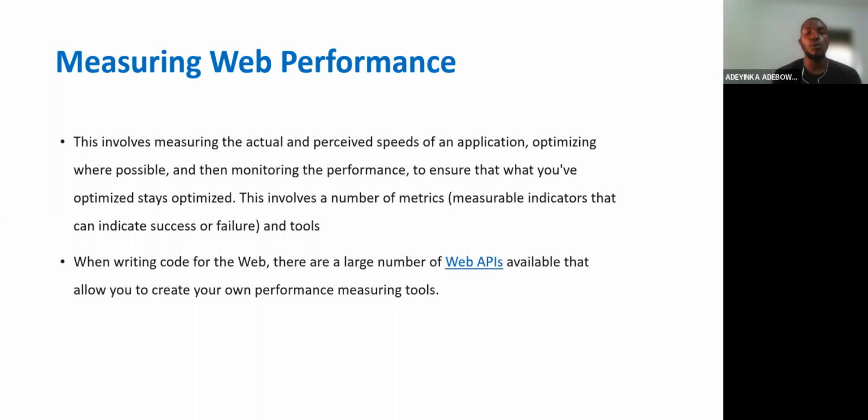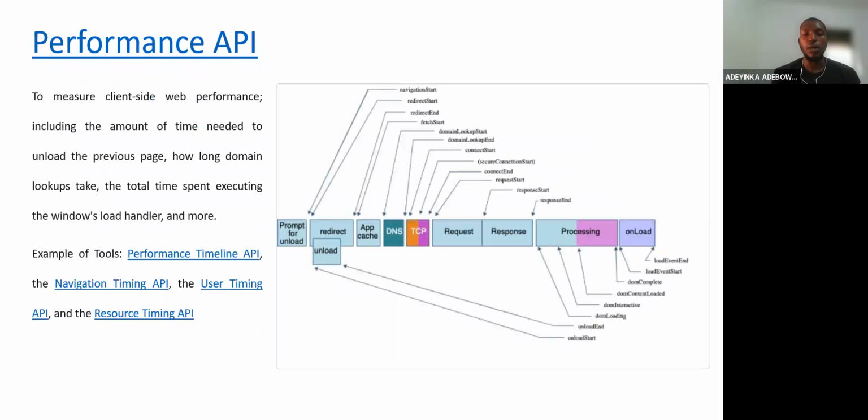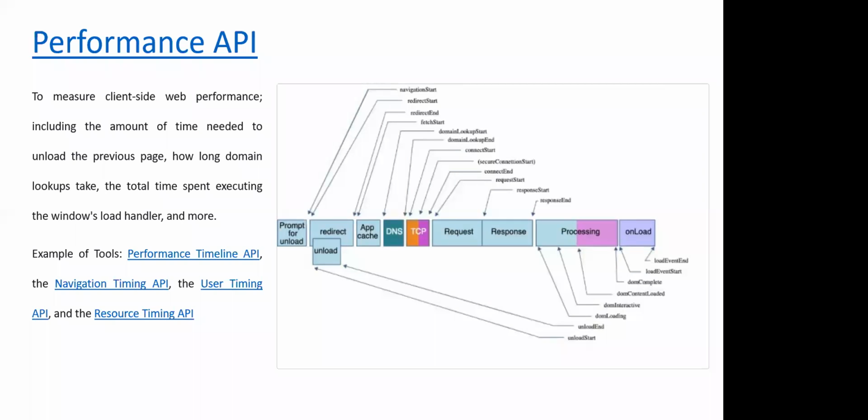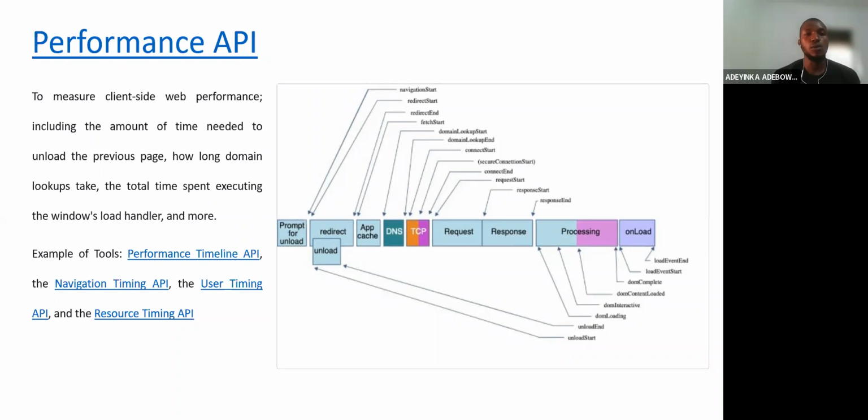When we mean perceived performance, this is what your user perceives. But how do you control what they perceive? This is when you are able to use your tools very well, so you can judge yourself before others judge you. And we'll be looking into some of the tools that you can use to do that, to measure client-side web performance, including the amount of time needed to unload the previous page, how long the domain lookup takes, and the total time spent between the window loader and more.